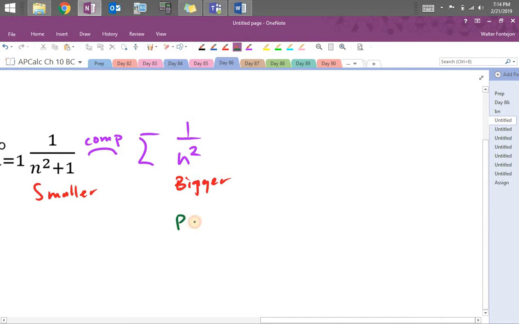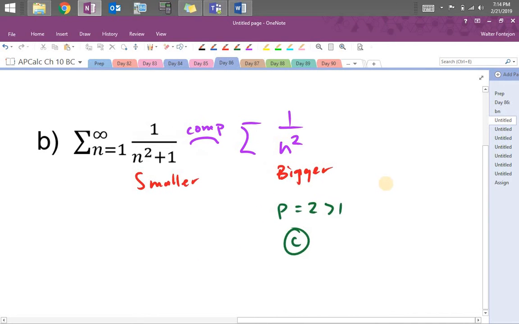This is p-series. P is equal to 2. That's going to be greater than 1. This one's going to converge by the p-series test. We go ahead and make a story for the right side for the comparison, right? Bigger person looks like this. Converges means I go through the door.